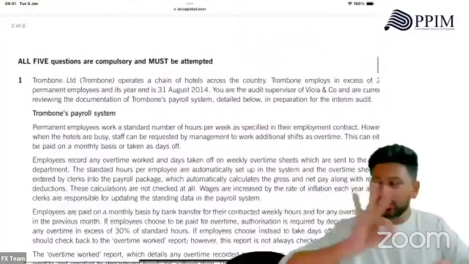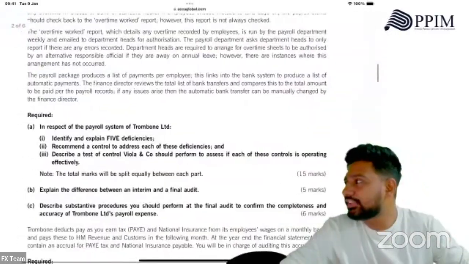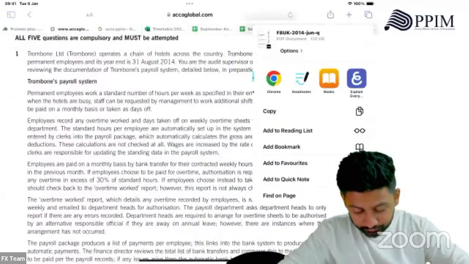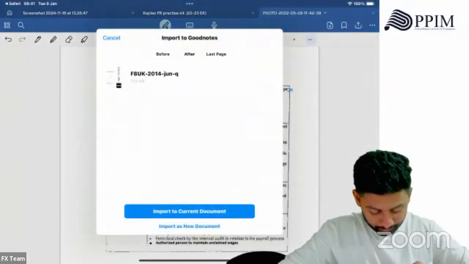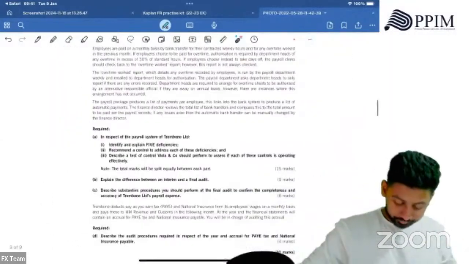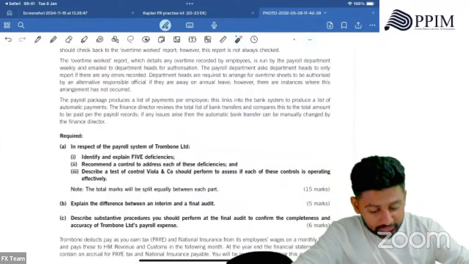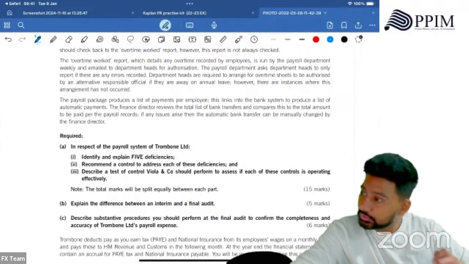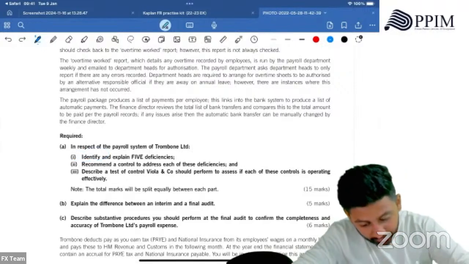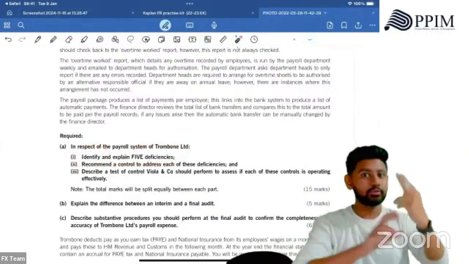Guys, something like this is solid in the exam. You might get something like this. Something like this is definitely a solid question in the exam. Shall we see how to do it? It's a very detailed, interesting question. I'll take you through the question. But you see here, your examiner says identify and explain five deficiencies. You have to identify and explain. Pick and explain.